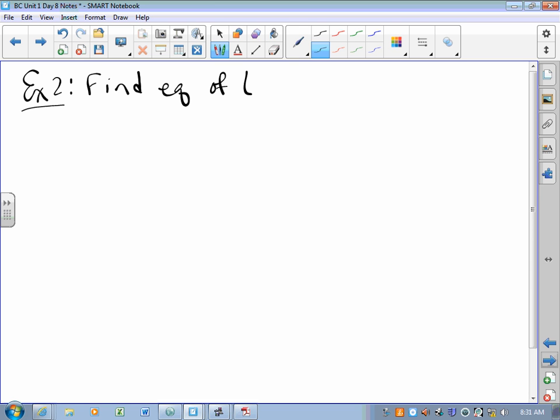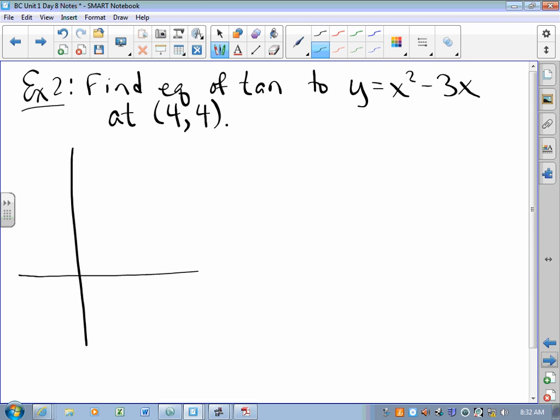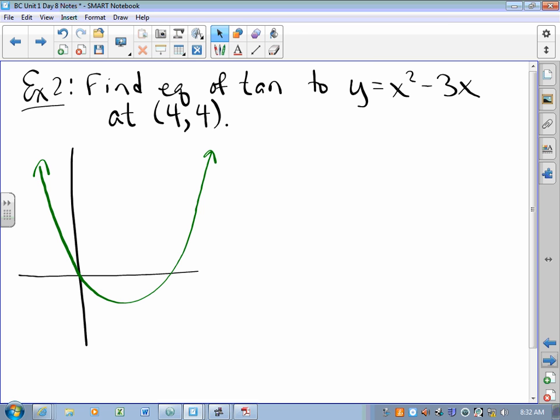Find the equation of the tangent line to y equals x squared minus 3x at the point (4, 4). And just reminding you what we're looking at, this is y equals x squared minus 3x. This is approximately the point (4, 4). There is a tangent line that hits that curve ever so gently once.